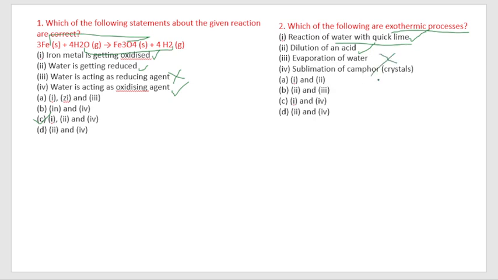Then sublimation of camphor. What was sublimation? We have studied in 9th standard. Sublimation is the process in which a solid is directly converted into gaseous state. There is no intermediate state of liquid, is it? So sublimation of camphor. Here also there is a change in state, is it? Solid to gas.